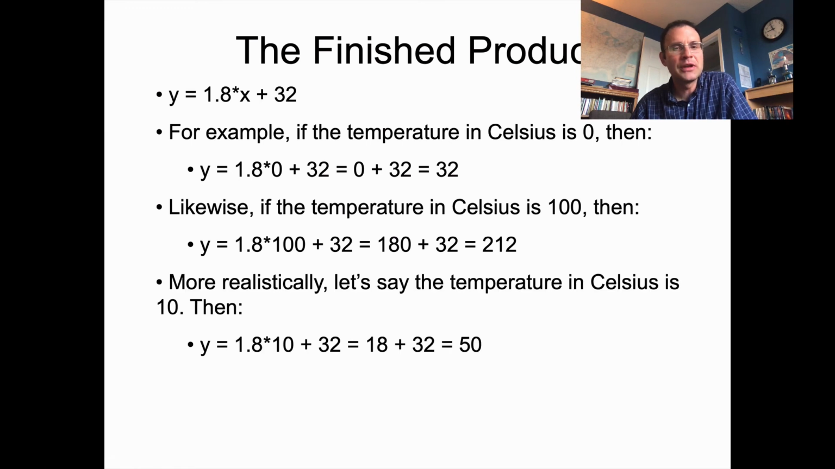But a more realistic temperature in Celsius is 10. In that case, it would be 1.8 times 10 plus 32. 1.8 times 10, that product is 18. Hopefully that's easy enough to see. Add 32 to that and get 50. So that's a relatively easy benchmark to remember: 10 in Celsius is 50 in Fahrenheit. It doesn't really matter that you don't need to know this conversion for this class. You just need to know the principles of how we're going from one to the other. This is a linear equation, basically.